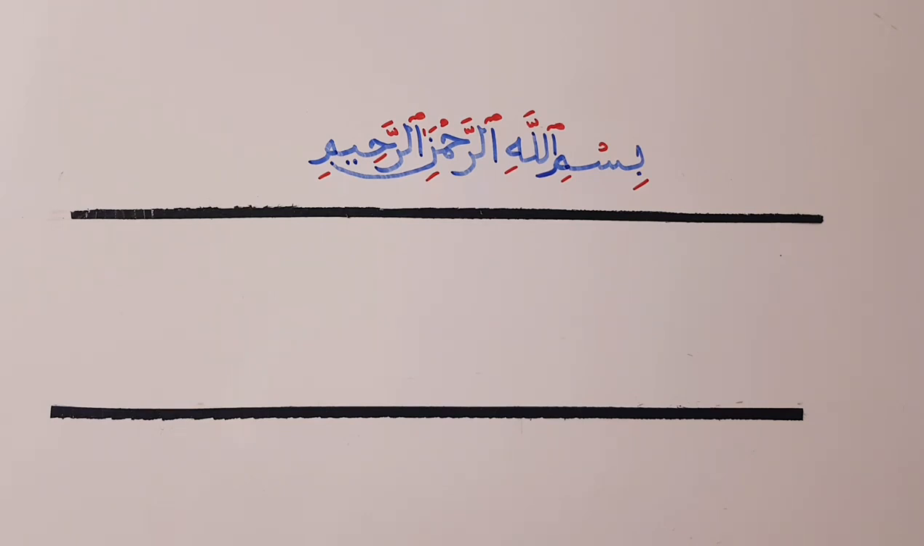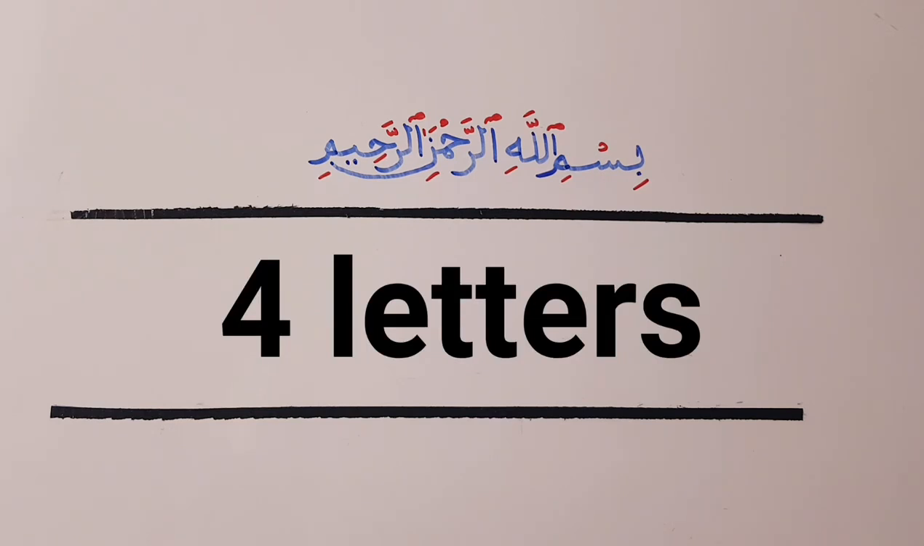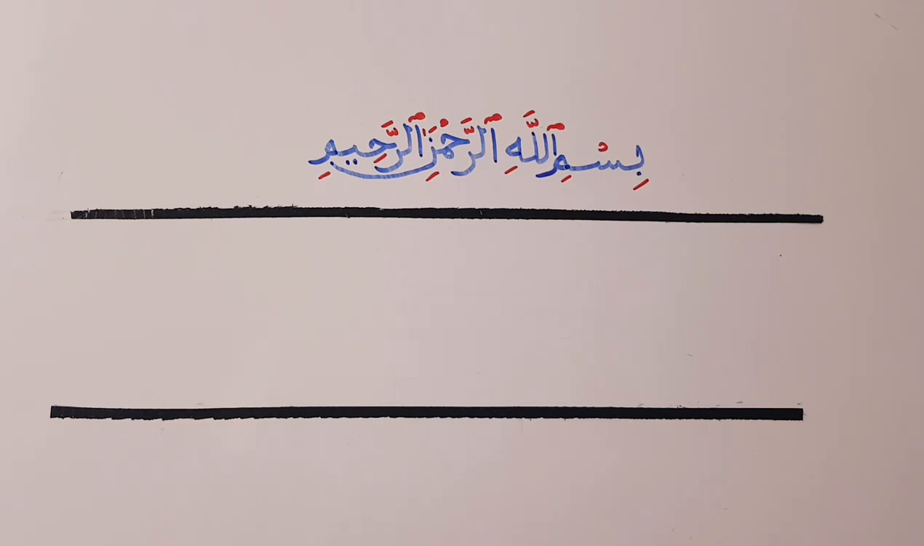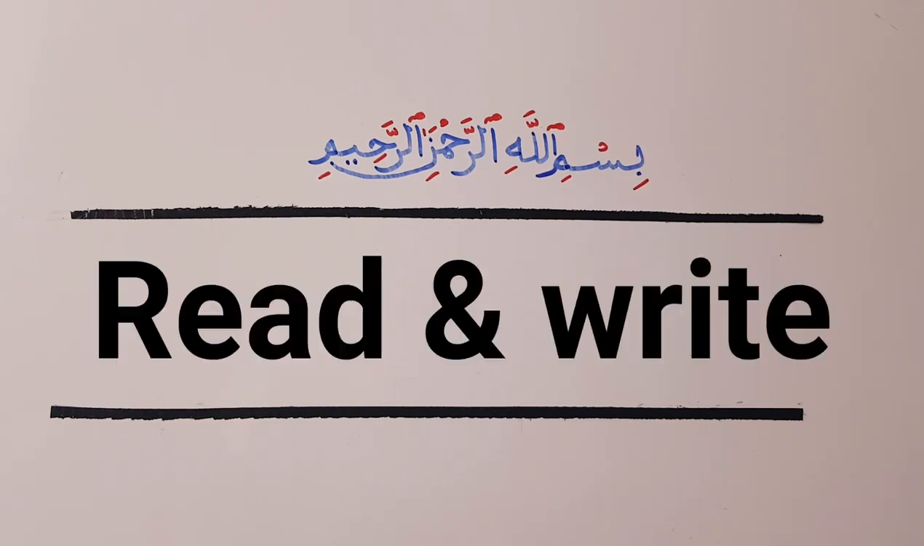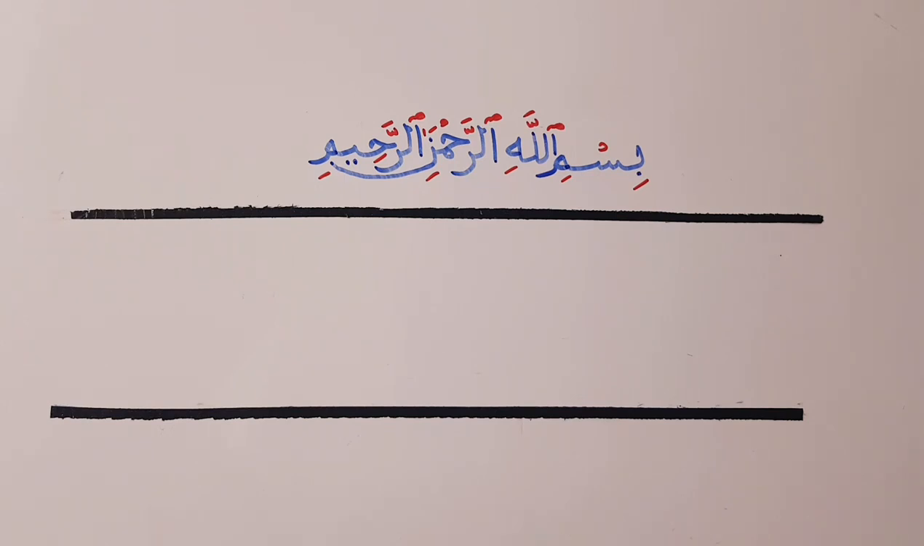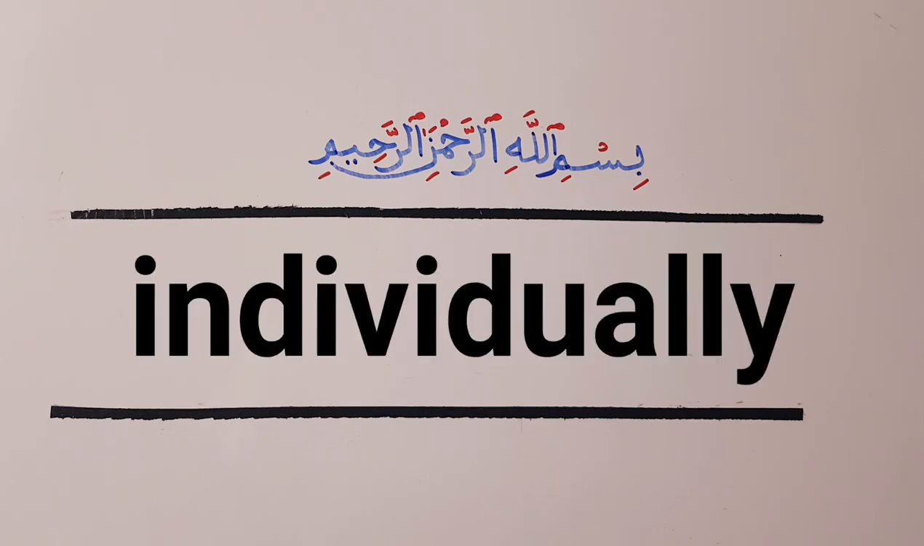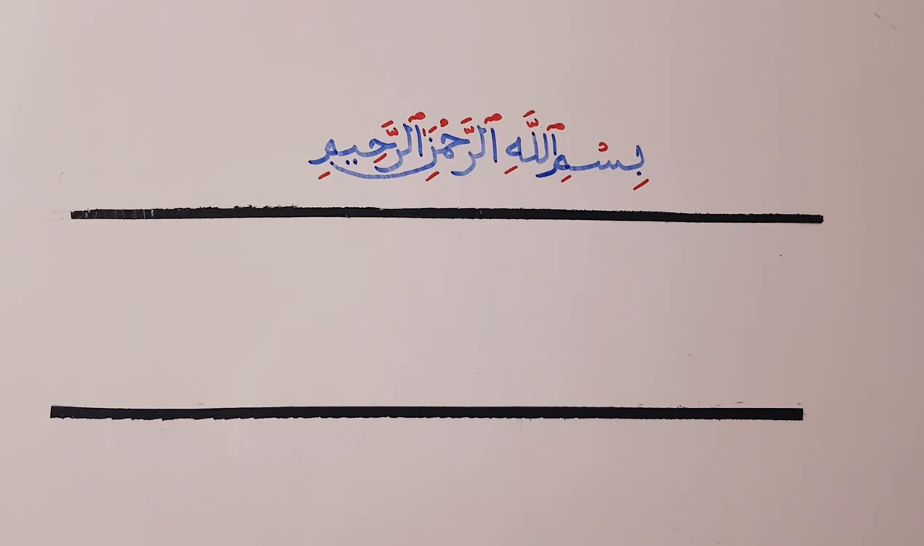In today's class, we are going to begin by learning the first 4 letters of the alphabet. We are going to learn how to write them correctly and how to pronounce them correctly. And we're going to continue in this way until we finish all the 29 letters. So we're going to begin by learning the 29 letters individually, how to correctly write them and pronounce them.